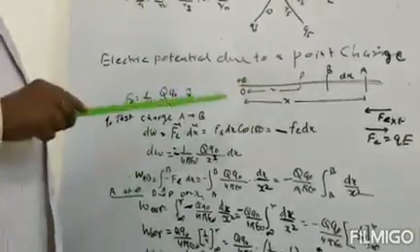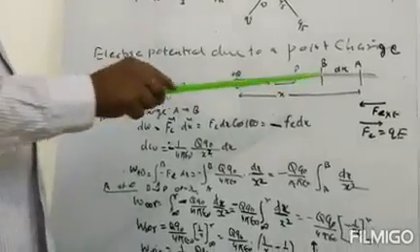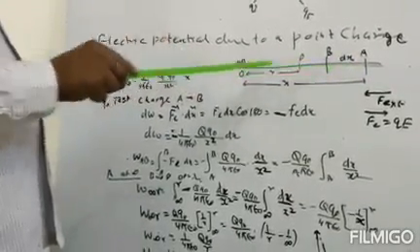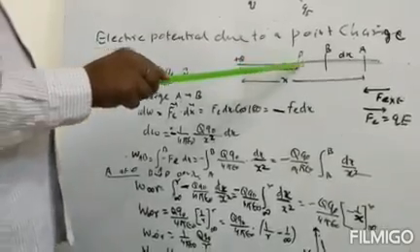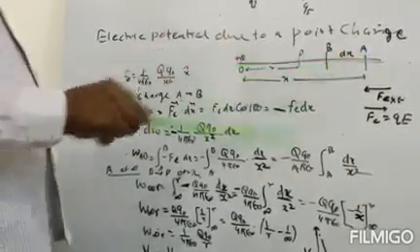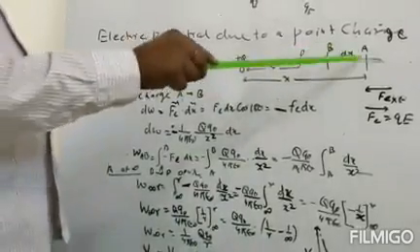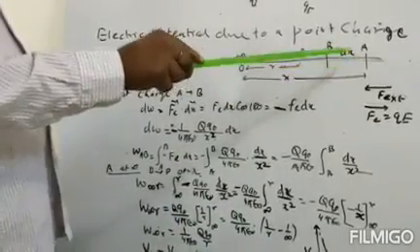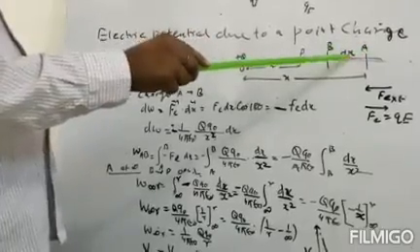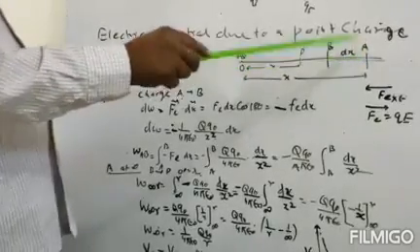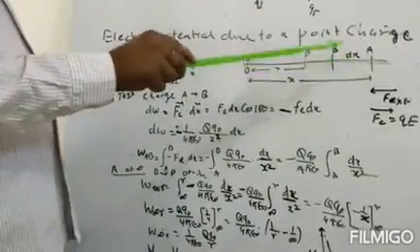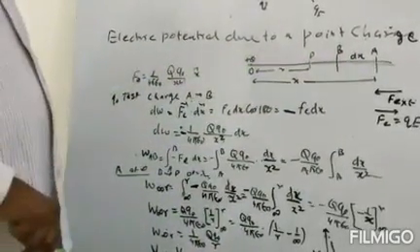For this we consider points A and B. They are very close to one another and they are on the line joining O and P. Since points A and B are very close, the distance between A and B is dx. Now since they are very close, the electrical field between points A and B will be constant.